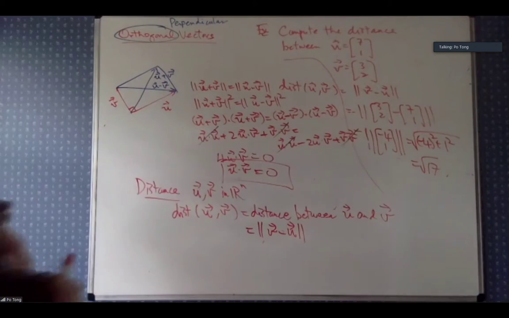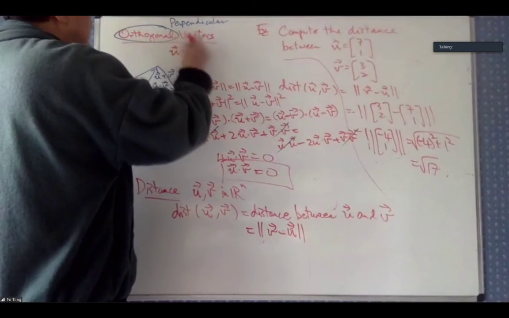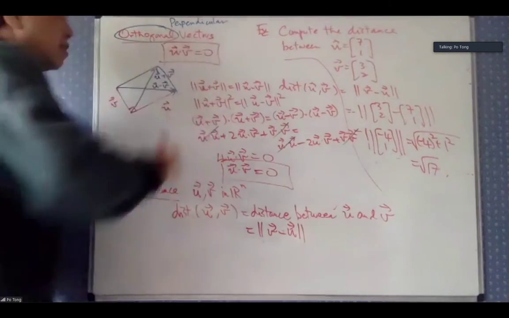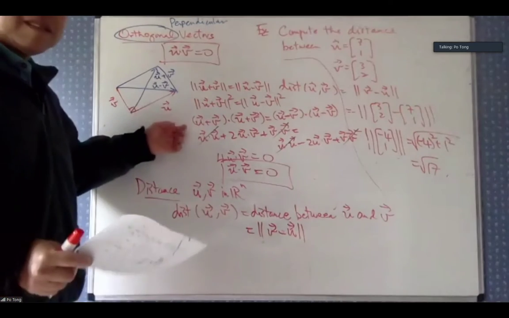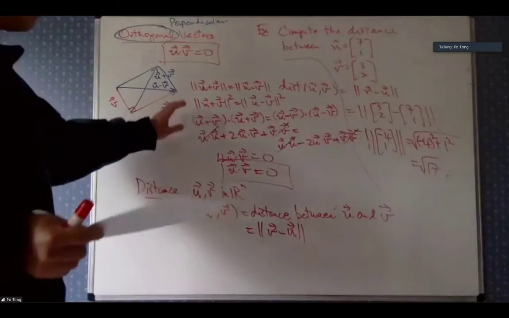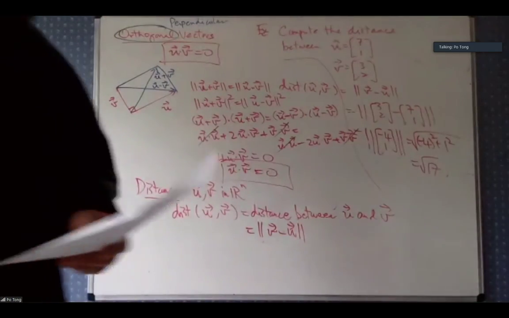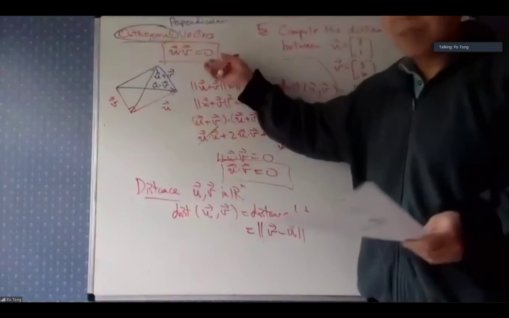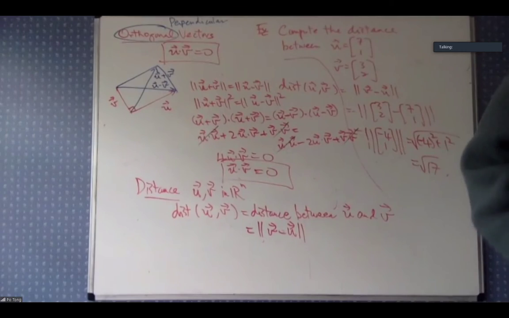So this is the condition for two vectors being perpendicular. The condition for perpendicular is dot product equal to 0. And this is an explanation for that. And this works in Rn, not just in R2, but in R3, R4, Rn. So this is an important result. Dot product equal to 0 means perpendicular. Any questions so far?